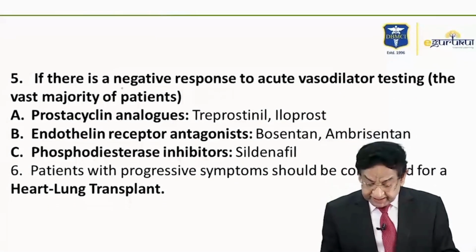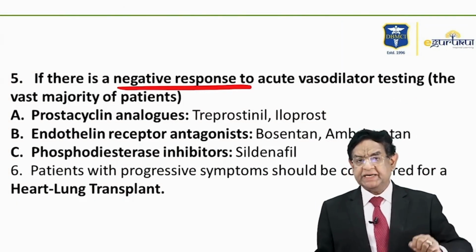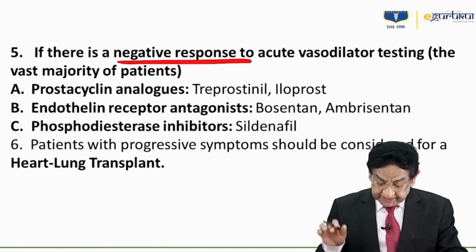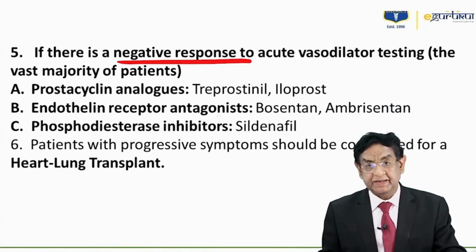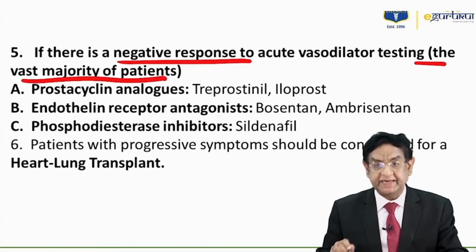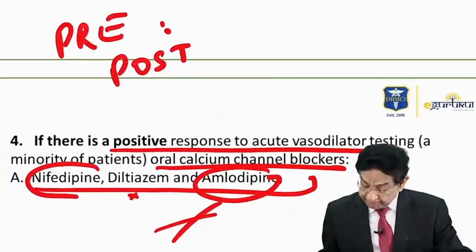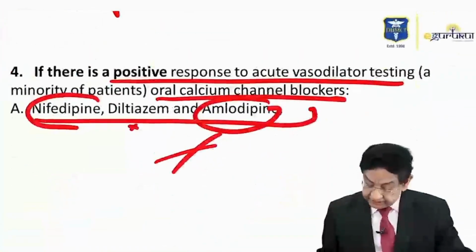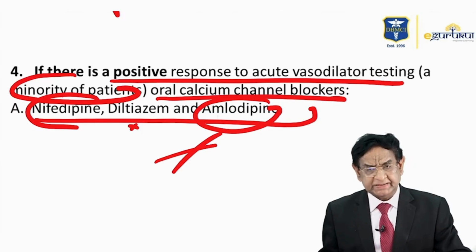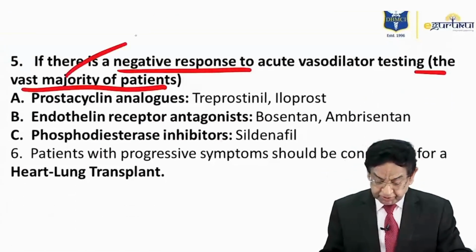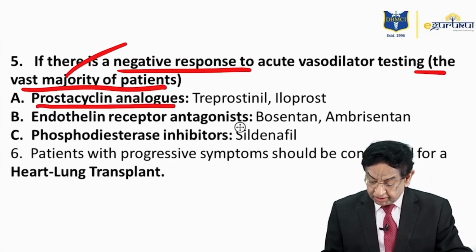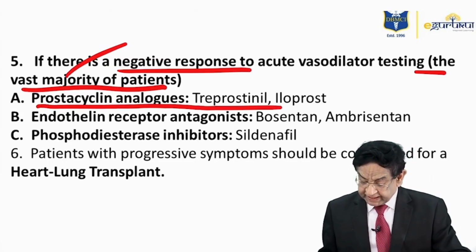Now the test is negative. That means we have given the acute vasodilator therapy and they are not responding. That means pressure is not falling. Then in such cases, we go for other therapy. And you'll be surprised to know, the majority of them are in this category. Only a minority of patients respond. Majority are not responders. Majority are negative. In such cases, what we give is a prostacyclin analog, that is treprostinil and iloprost.